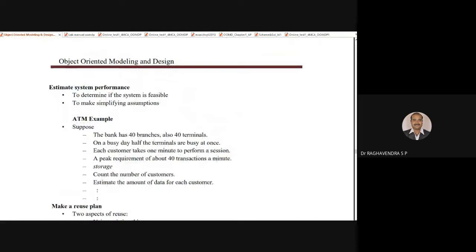Next, estimate system performance. I have a system to be developed, so it is under the design stage. Now, in this particular stage, how can I gauge?